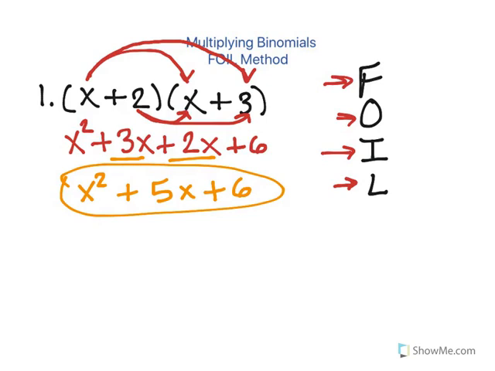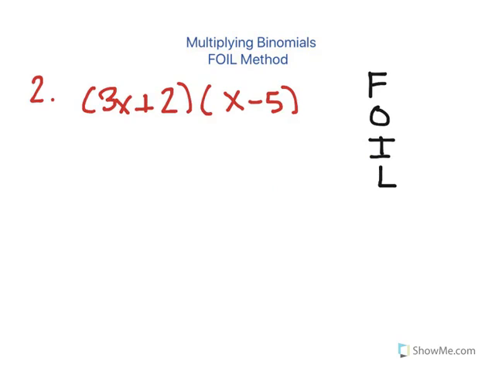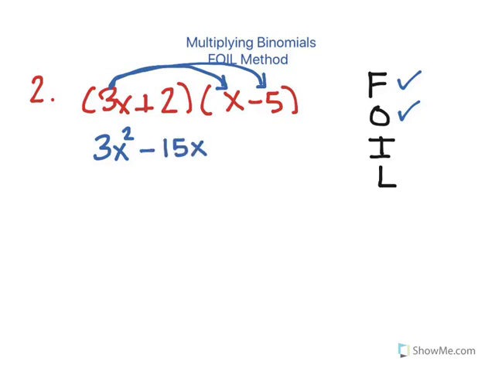Let's do a couple more examples. All right, let's try number 2. 3x plus 2 times x minus 5. So first terms, let's do the 3x times the x. 3x times x is 3x squared. Now let's do the outer terms. On the very outside is 3x and negative 5. 3x times negative 5 is negative 15x.